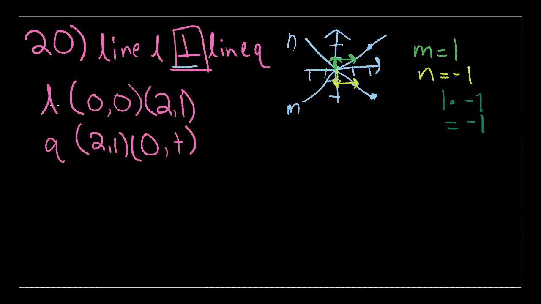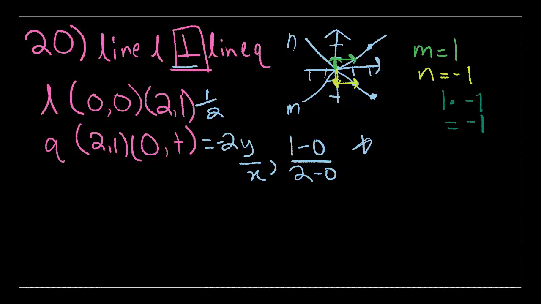Let's then find the slope of line L, because we have all the points necessarily. We just need 2 points to find the slope of any given line. So the slope of line L is going to be the change in y over the change in x. So y is 1 minus 0 and x is 2 minus 0. So the slope of line L is 1/2. So we know that the slope of line Q is going to be equal to negative 2.